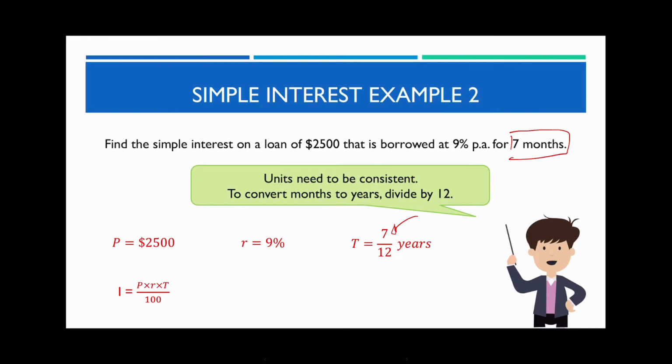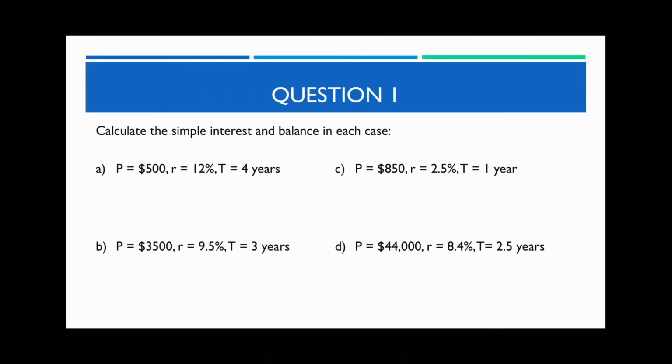Please leave everything in fractional, exact form. This way, you're going to get an accurate answer. So 2,500 multiplied by 9 multiplied by 7 on 12, all divided by 100. Your answer should therefore be $131.25. Alright, please pause the video right now and answer these 4 questions for me.